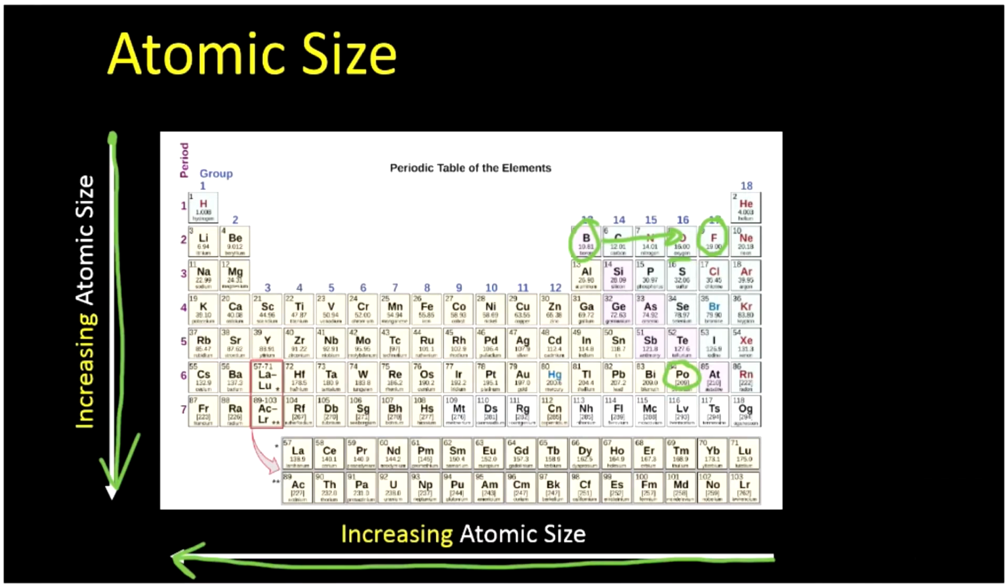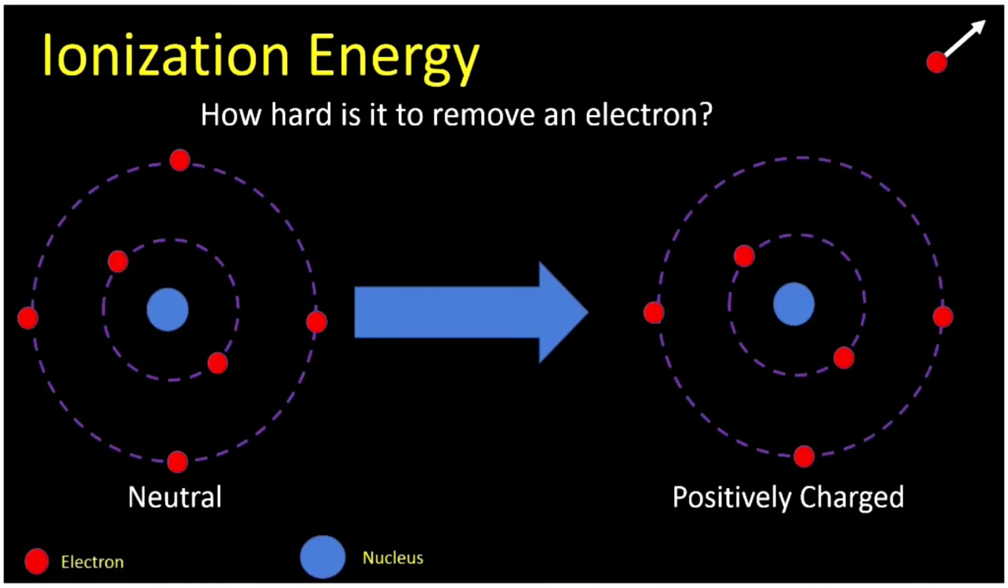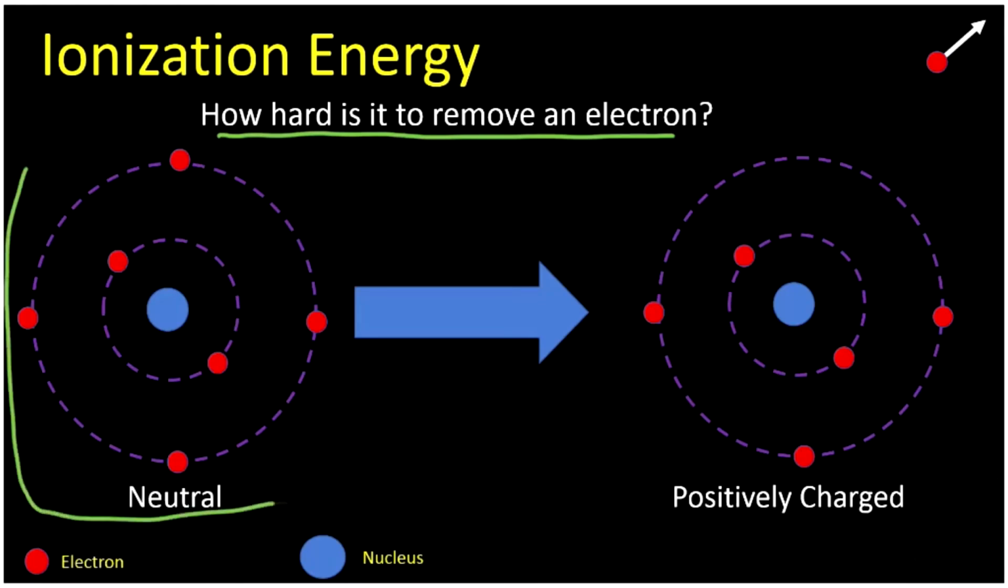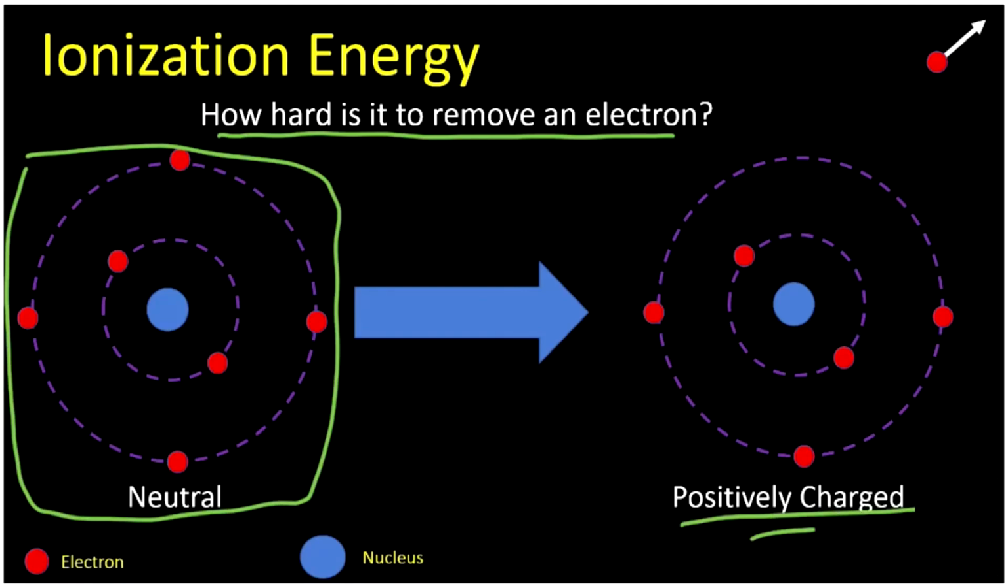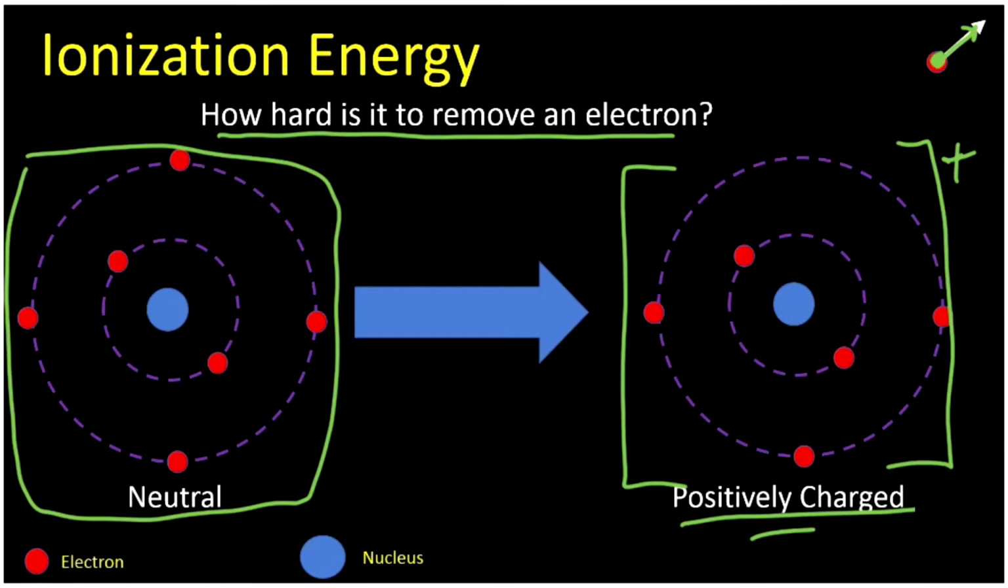Let's talk about one other property and its trend before we work some problems. Ionization energy is another important property, and what it tells us about is how hard it is to remove an electron. So it's very specifically the amount of energy needed to remove an electron. So if I imagine a neutral atom here, which has a blue nucleus and 6 electrons, how much energy does it take to get to this positively charged atom where one of my electrons is shooting off? That would make this whole thing positively charged. So I've removed an electron. I've ionized it. An ion is something with a charge, and I've just made it an ion.